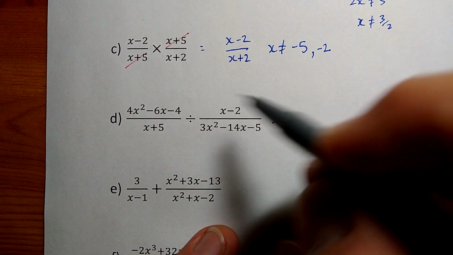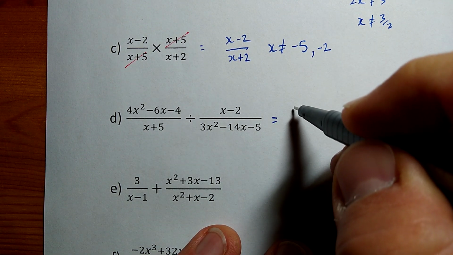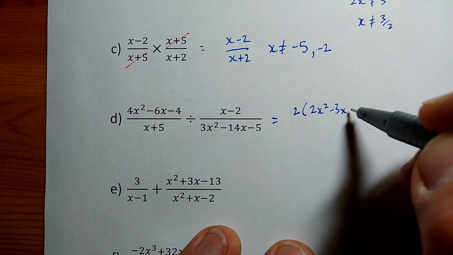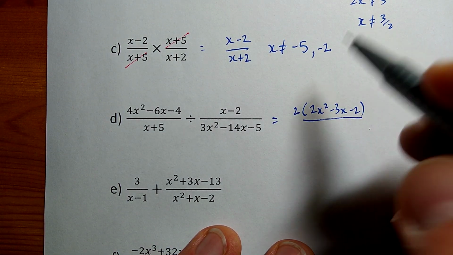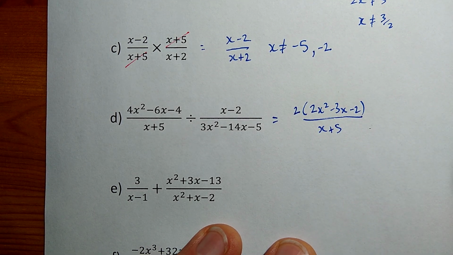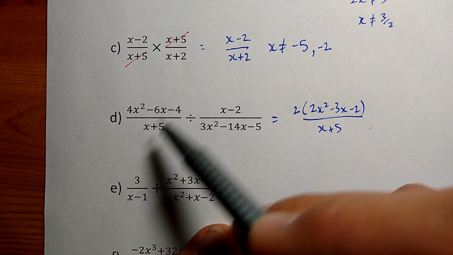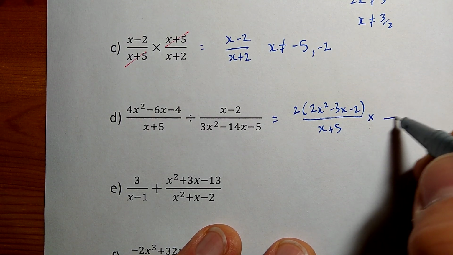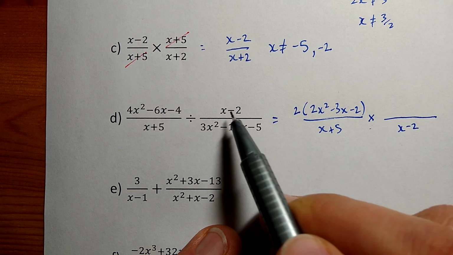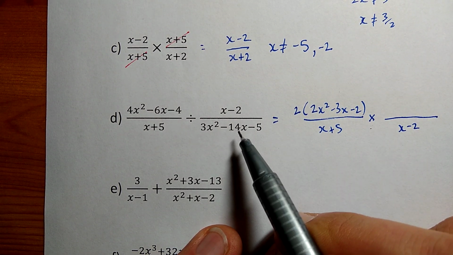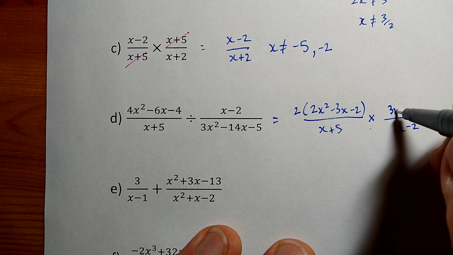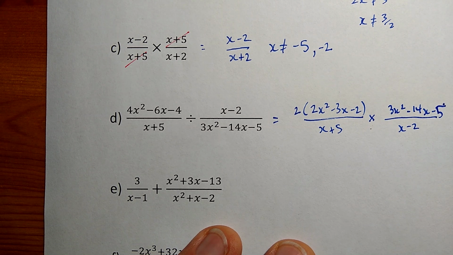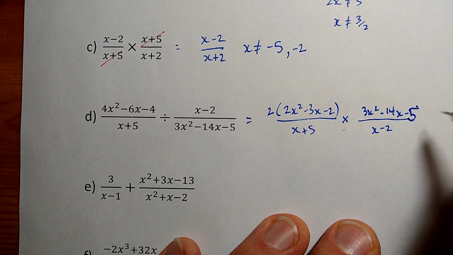I'm going to save a little paper and also work on this first rational expression by factoring out a 2. I'll get 2x squared minus 3x minus 2 all over x plus 5. That's the first rational expression here, and then we will multiply by the reciprocal. On the bottom, we're going to get the x minus 2 from there, and the top is going to be this expression, 3x squared minus 14x minus 5, sorry. Ooh, it's a funky 5.